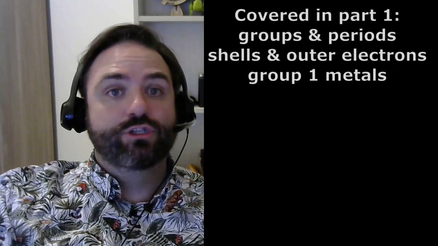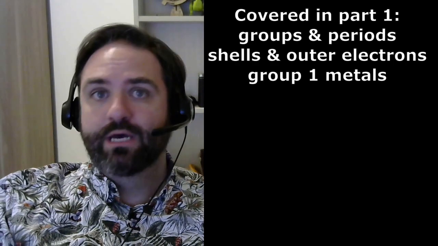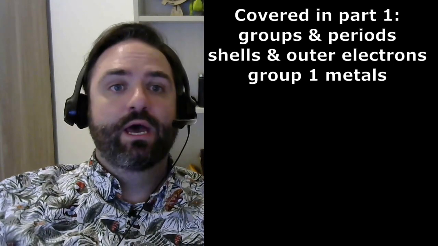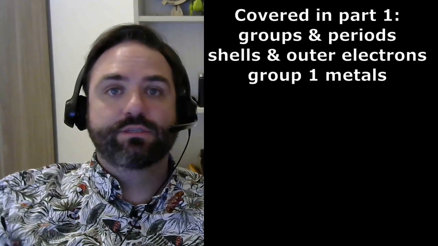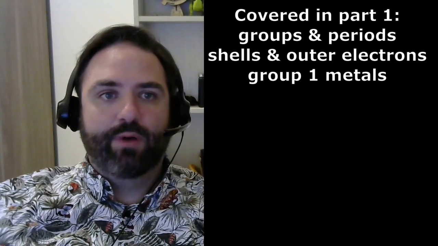Periodic Table Part 2. In Part 1, we covered the general trends in the periodic table, such as metallic character, and we looked at the alkali metals that are in Group 1. Go back and watch that video if you haven't seen it yet. This is a Part 2.